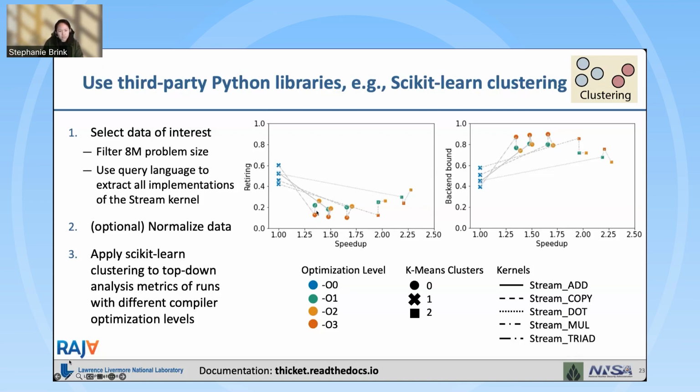So cluster 0 is our circles and includes our add, copy, and triad nodes. We had another cluster that includes our -O0. And then we had another cluster that includes our dot and our multiply nodes as well. And so we were finding that overall our -O2 optimization level was performing the best for the 5 kernels that we were looking at, which is just something interesting for us to take a look at and dig in on.